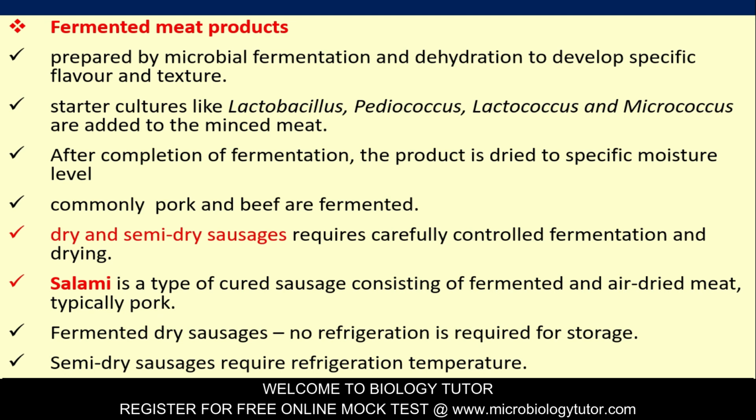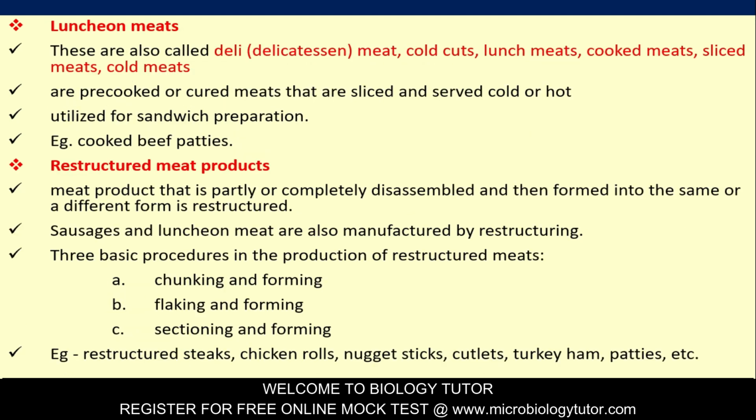Salami. What is salami? Salami is a type of cured sausage consisting of fermented and air-dried meat, typically pork. That is known as salami. You should remember that particular point for your exam. Salami. Fermented dry sausages: no refrigeration is required for storage. Semi-dry sausages require refrigeration temperature.